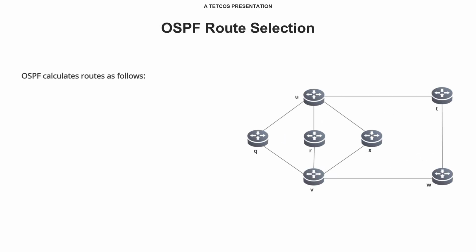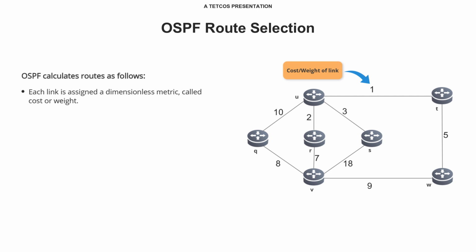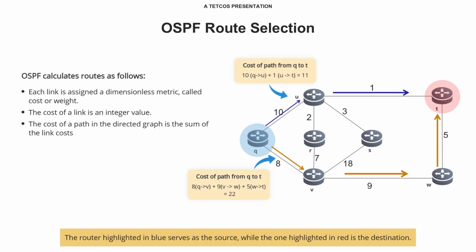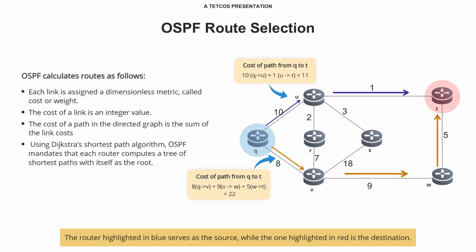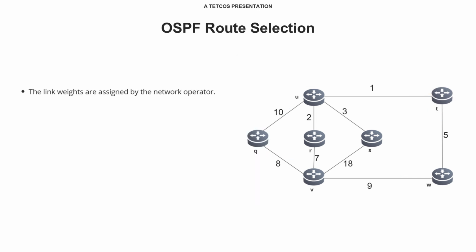OSPF calculates routes as follows. Each link is assigned a dimensionless metric called cost or weight. The cost of a link is an integer value. The cost of a path in the directed graph is the sum of the link costs. Using Dijkstra's shortest path algorithm, OSPF mandates that each router computes a tree of shortest paths with itself as the root. The link weights are assigned by the network operator.